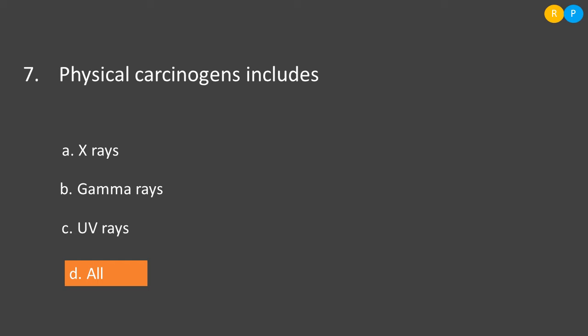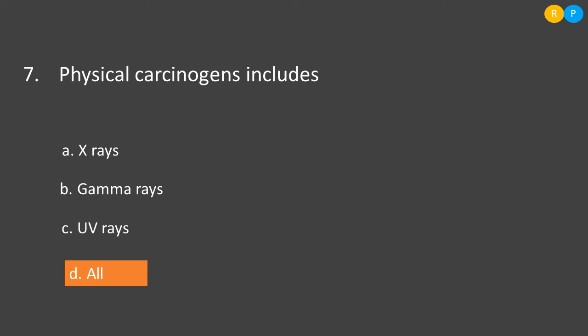As the seventh question, physical carcinogens include. Carcinogens are nothing but the cancer causing agents. There are three types of cancer causing agents. One is physical, another one is chemical, and one more is biological carcinogens.